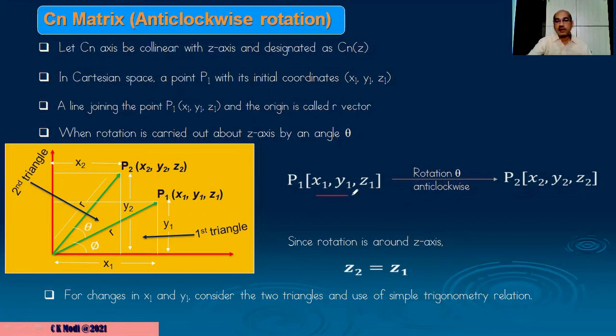Now we have to find x2 and y2. For the changes in x and y, consider the two triangles. These are my two triangles. This is triangle 1, and this is triangle 2. So consider these two triangles, first triangle and second triangle.